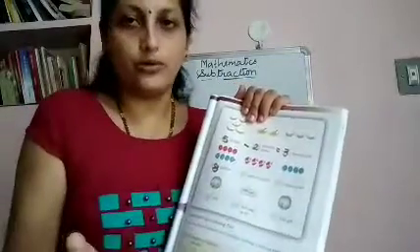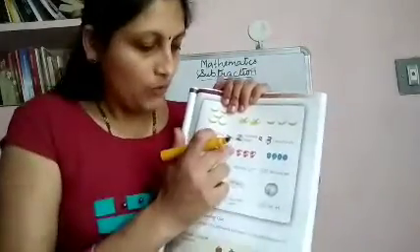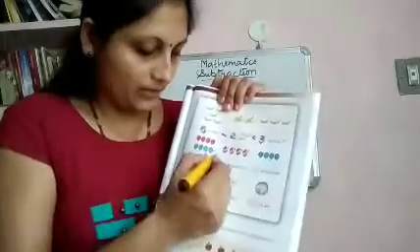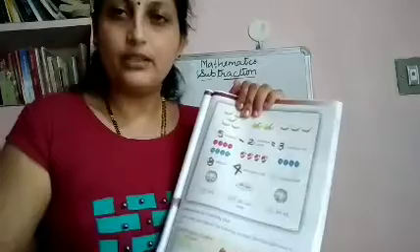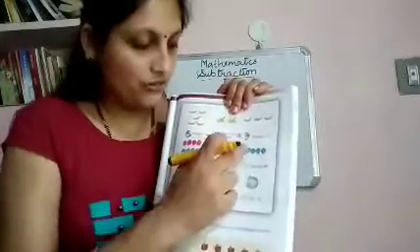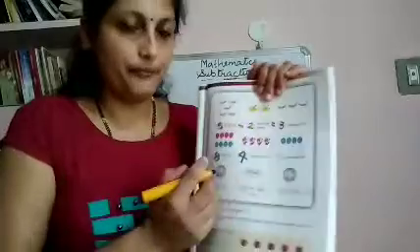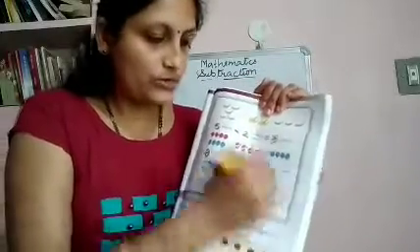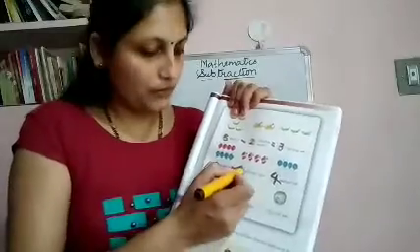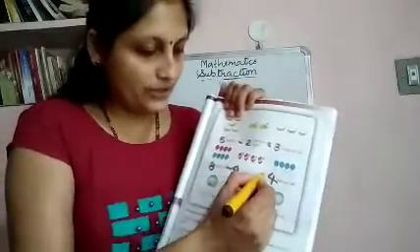Burst means to break. How many balloons have burst? 1, 2, 3, 4. 4 balloons burst away. So write here 4. So now how many balloons are left? 1, 2, 3, 4. 4 balloons left. So 8 balloons are there, minus 4 burst away. How many left? Equals 4.